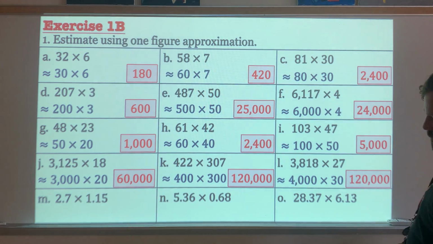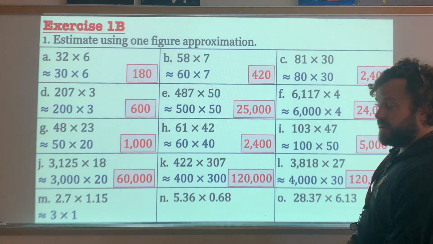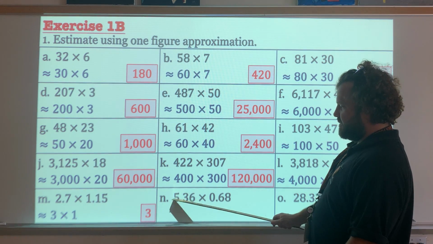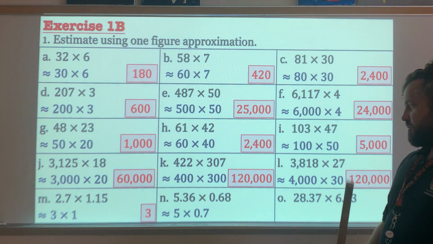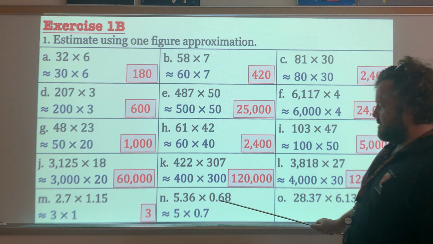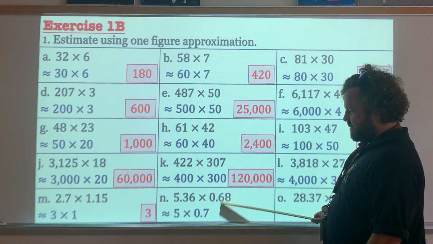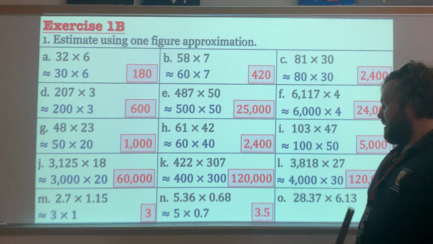2.7 rounds to 3. 1.15 rounds to 1. 3 times 1, that's a tough one, that's 3. 5.36 rounds to 5. 0.68 rounds to 0.7, the 0.68 is not significant, this is the significant one. 5 times 0.7 is 3.5.